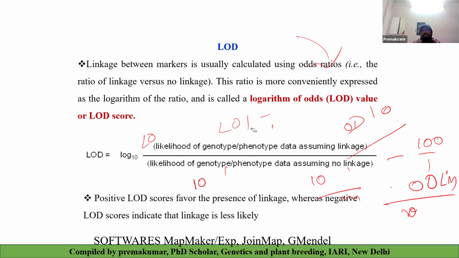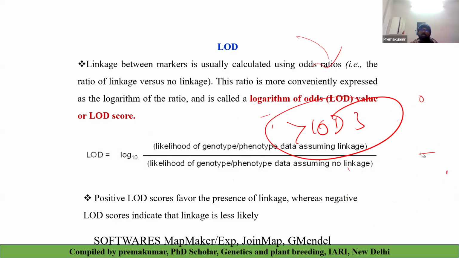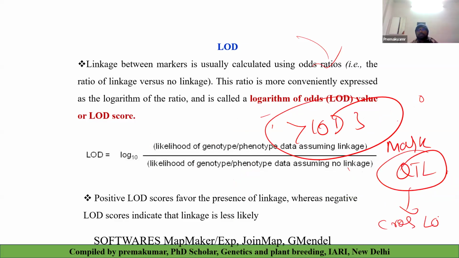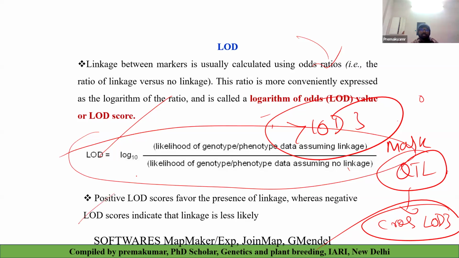Normally, if you want to say some marker is associated with the trait, you should always consider above LOD 3. Even nowadays, they are asking for above LOD 4. If you want to say some QTL is there, you should cross above the LOD 3 value. Remember, nobody will ask for the calculation, but they will definitely ask for the formula. You should remember the formula and what it is.